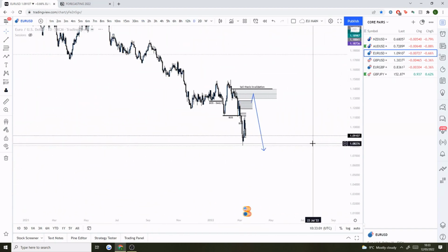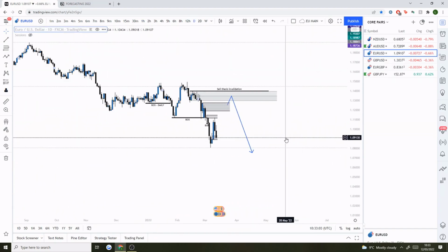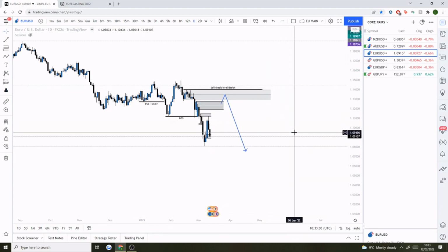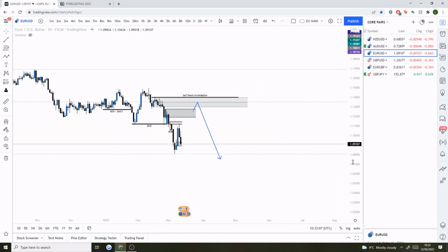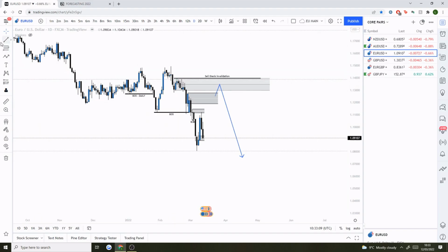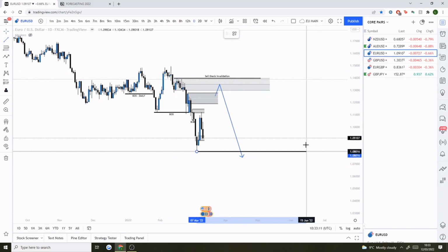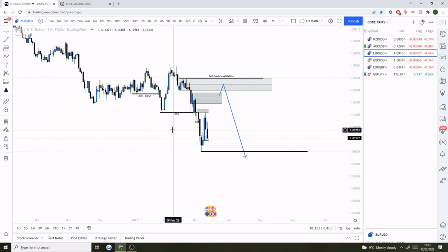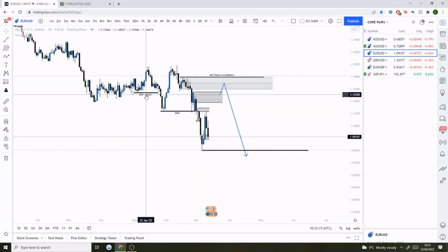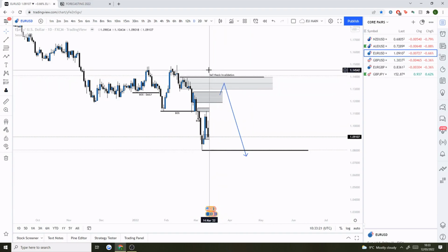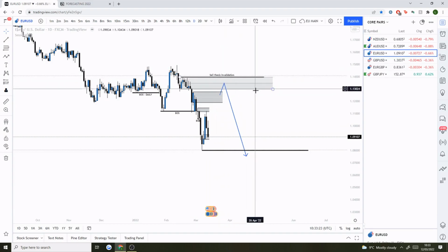So euro dollar, the structure didn't actually change too much from the last forecast that I did. On the daily, we've got this daily high here, and then the daily low is down here. So we're in a clear bearish bias because we had 2 consecutive bearish breaks of structure, and we've now got our current trading range on the daily, which gives us our sell thesis invalidation point.